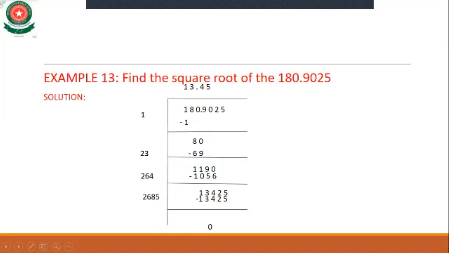23 multiply 3, 69. 18 minus 69 which is equal to 11.